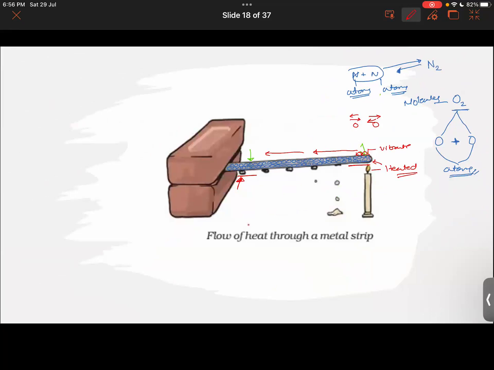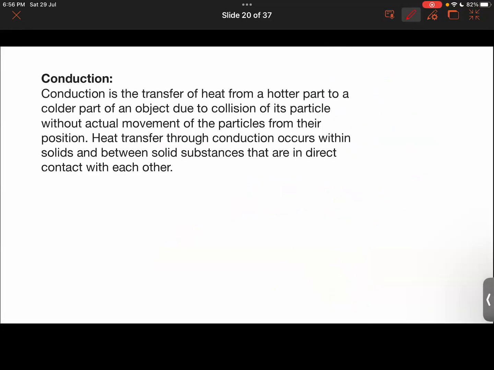Okay, so how do we define it? Let me write a definition for it. It is the transfer of heat from a hotter part to a colder part of an object due to collision of its particles without actual movement of the particles from their position. Heat transfer through conduction occurs within solids and between solid substances that are in contact with each other.